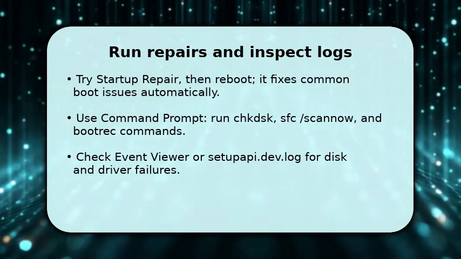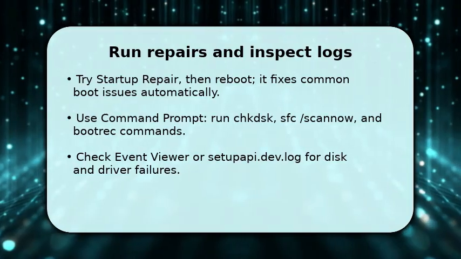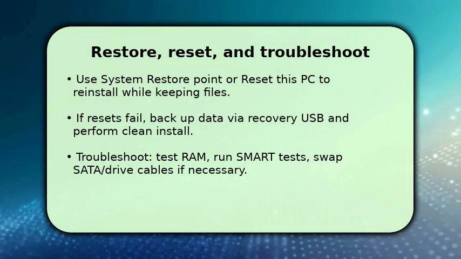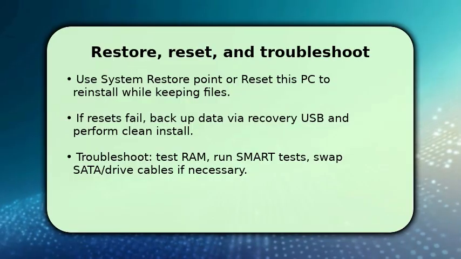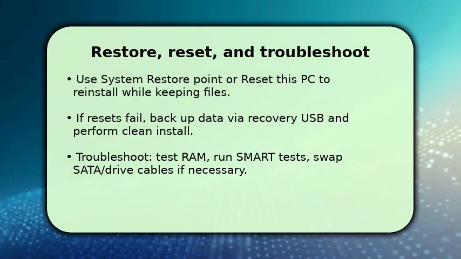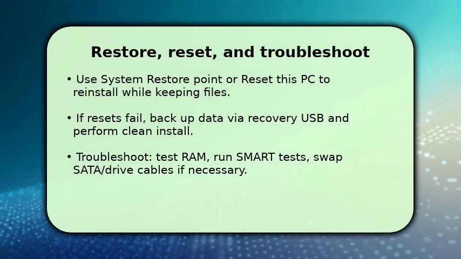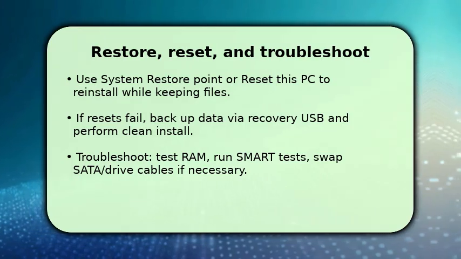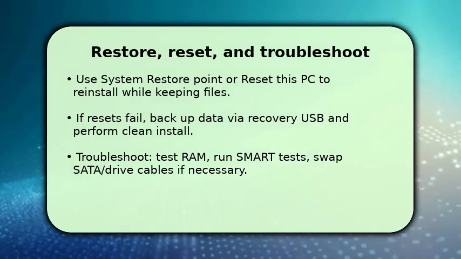Finally, choose a restoration path. Try System Restore first to roll back recent changes, and if that's unavailable, reset this PC to reinstall Windows while keeping or removing files. Make sure to back up important data via a recovery USB before any destructive steps.